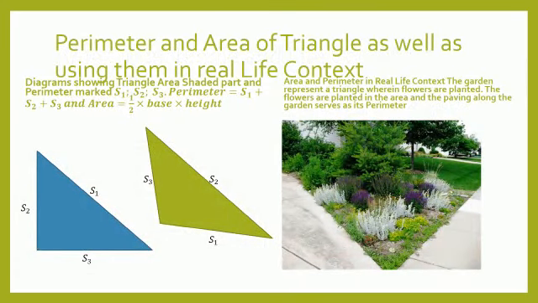Perimeter and area of triangle, as well as using them in a real life context. The diagram showing the triangle, area shaded part and the perimeter marked as side 1, side 2, side 3. The perimeter of a triangle is defined as side 1 plus side 2 plus side 3, and the area is therefore defined as half base multiplied by height.